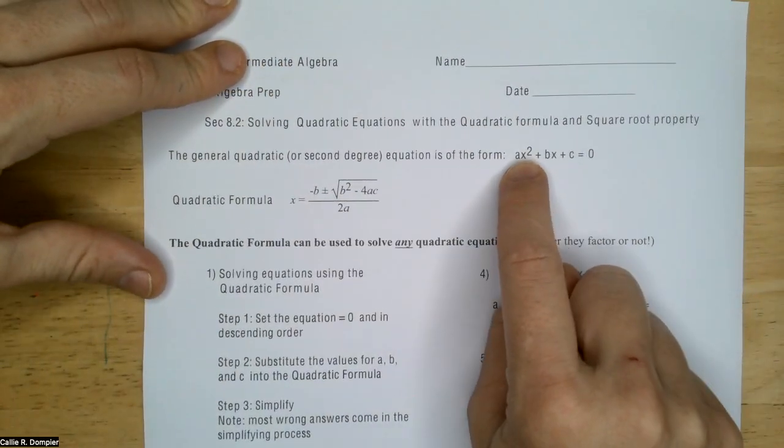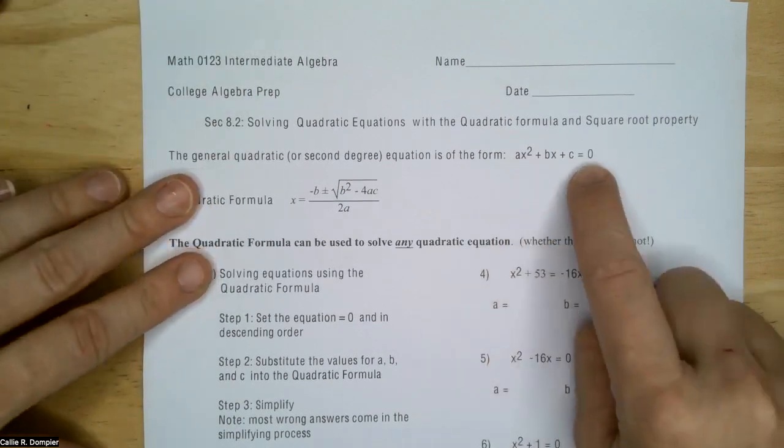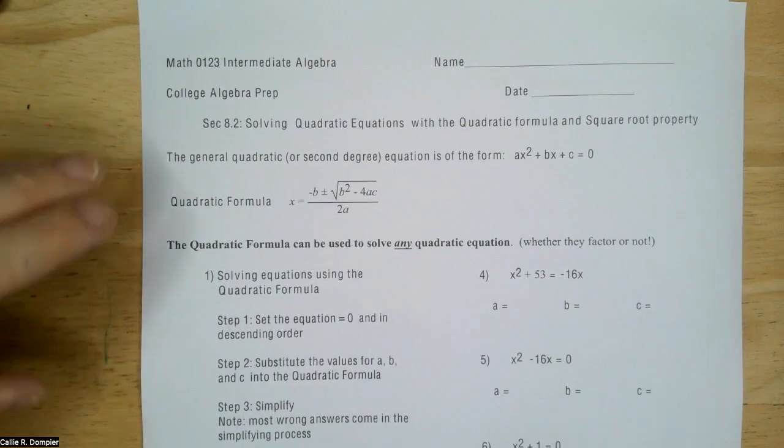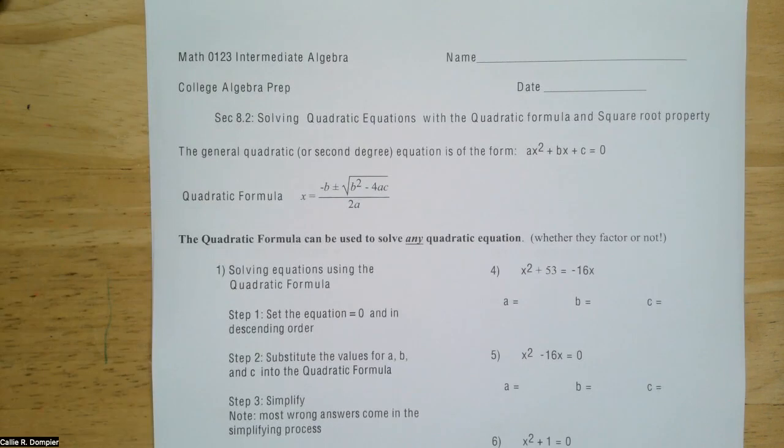A trinomial means there are three terms: first term, second term, third term, set equal to 0. That's important. So the general quadratic equation is of the form ax squared plus bx plus c equals 0. Then we're going to plug those values into the quadratic formula. The quadratic formula is always the same.